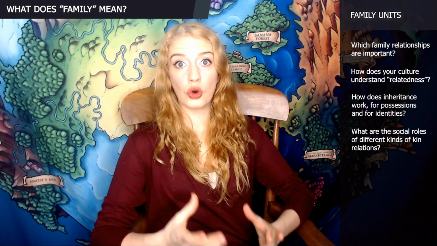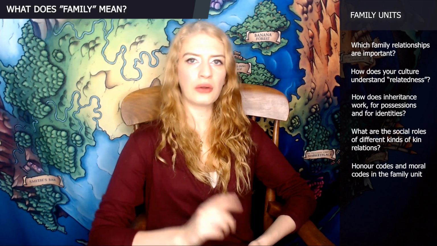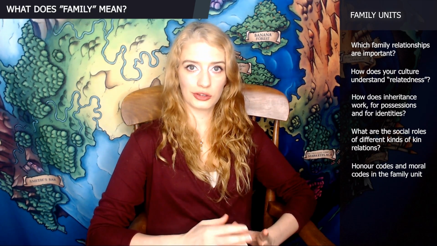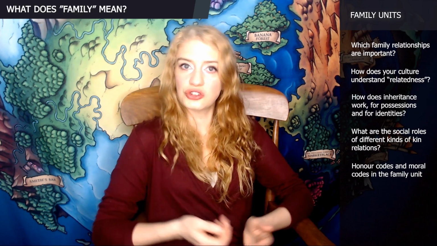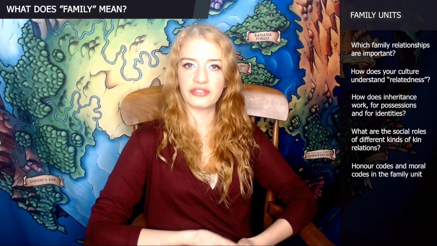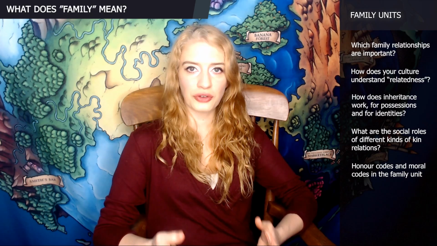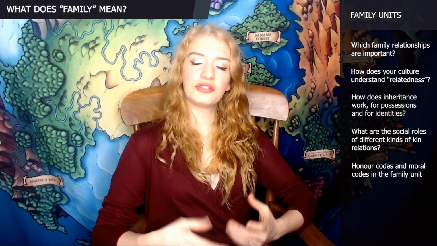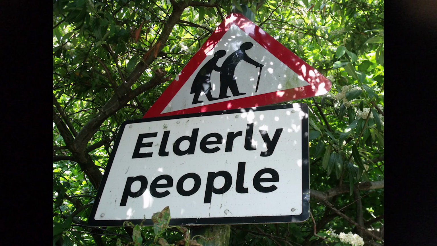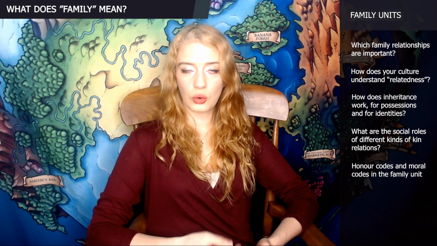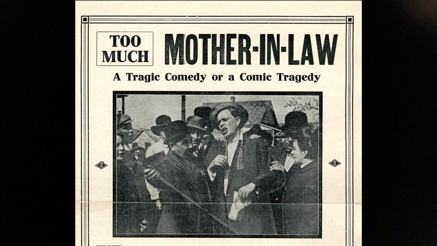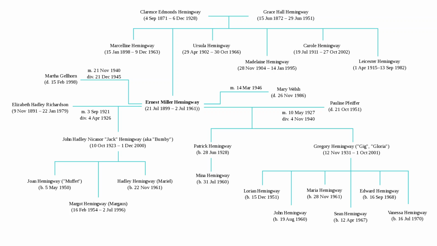And speaking of what we owe to one another, let's talk about honour codes and moral codes. Honour codes and moral codes, what we owe to each other and especially to members of our family, are really important for defining cultural boundaries. These can take a lot of different forms. For example, you look after your parents when they're elderly, but what about your father's parents or your husband's parents? Are they also bound to you in that way? And how far out do those obligations stretch?